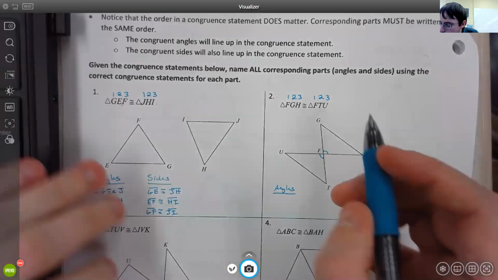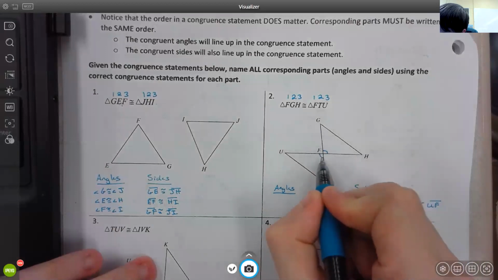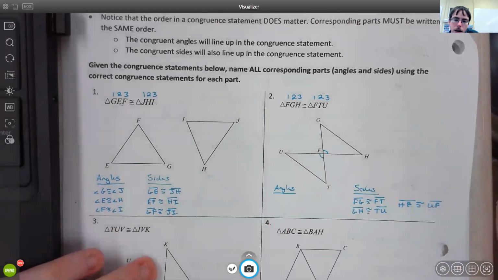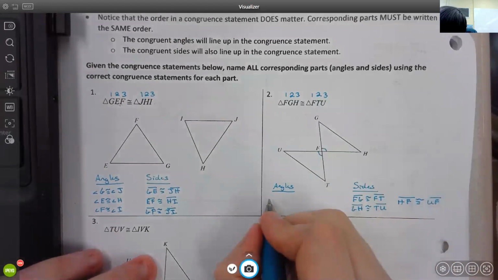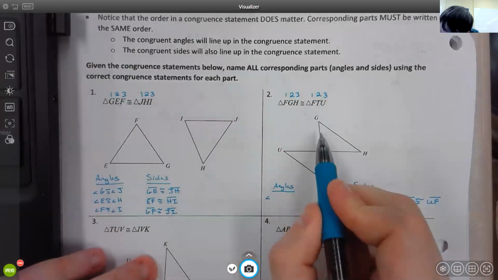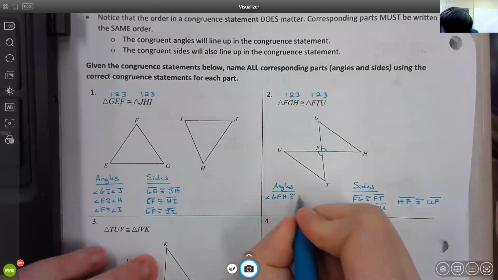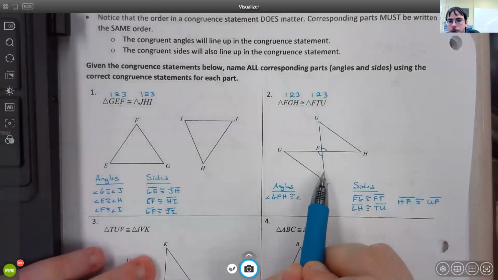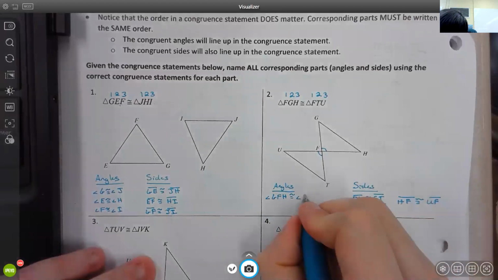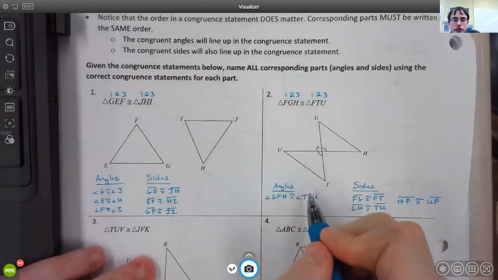So for instance, we see here we have angles F. We don't know which angle F that belongs to, or which triangle it belongs to. So what we need to do is we need to say angle GFH is congruent to angle, and now we're dealing with this triangle, so now we do TFU. And that deals with that one.